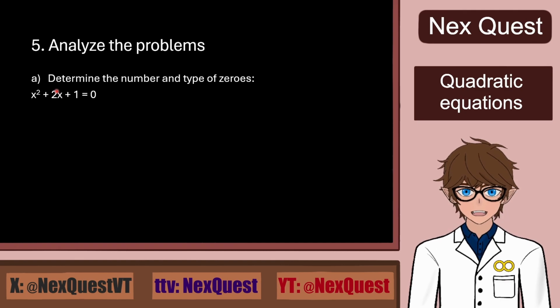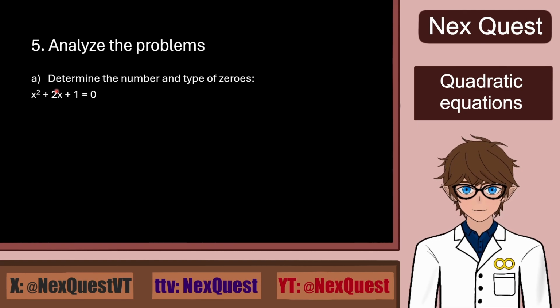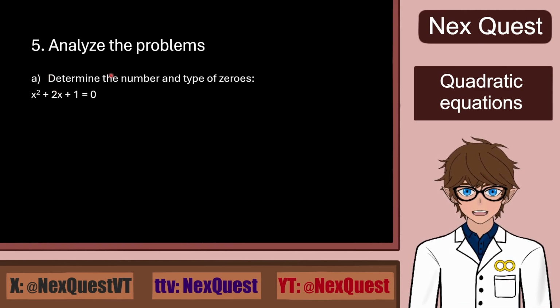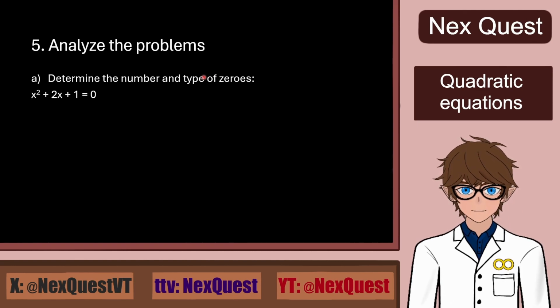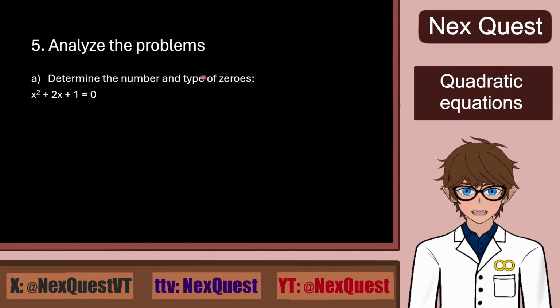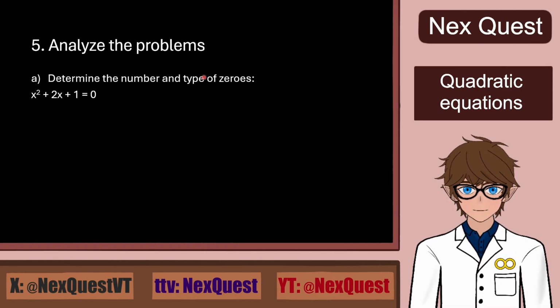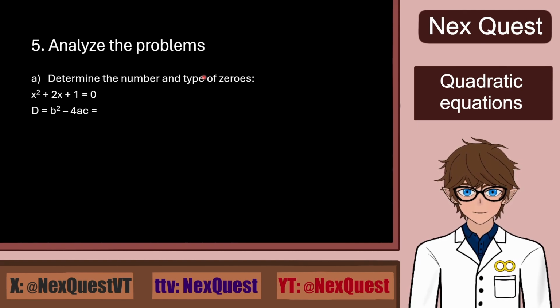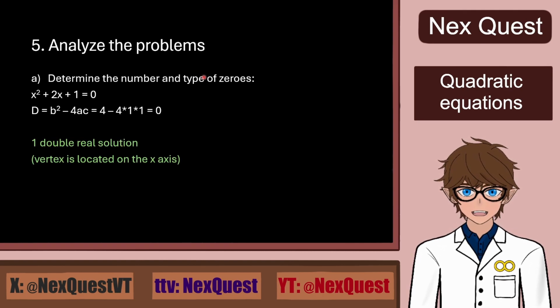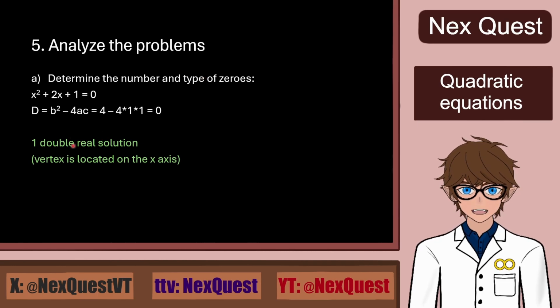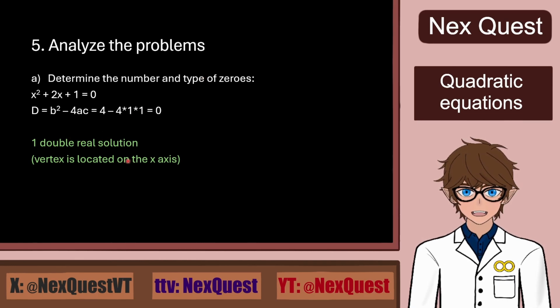Now, analyze the problems. Here you didn't have to solve them, unless specified otherwise. You just have to determine for the first part the number and the type of zeros. So, if there are two complex zeros, if there are two real zeros, or if there is one double zero, the vertex. So we get the discriminant. We paste in the b squared minus 4ac, so 4 minus 4 times 1 times 1. We get 0, so we have one double real solution. Maybe there is a comma missing here. AKA the vertex is located on the x-axis.